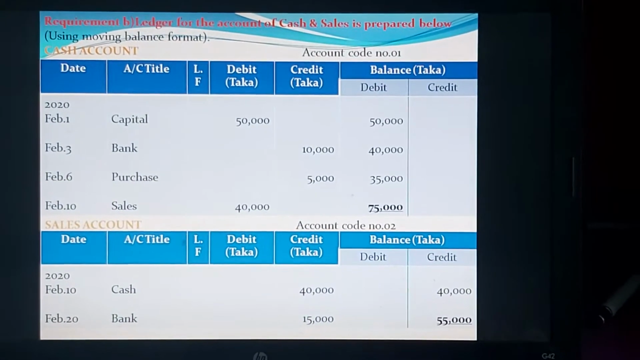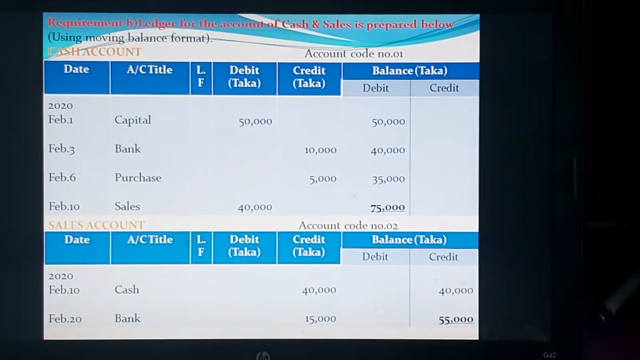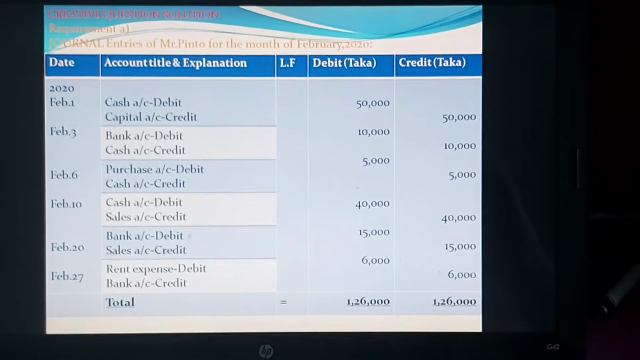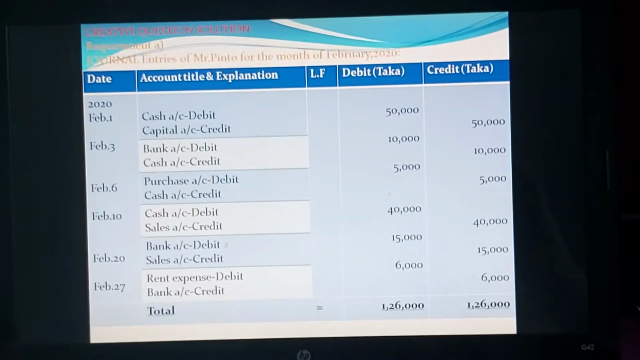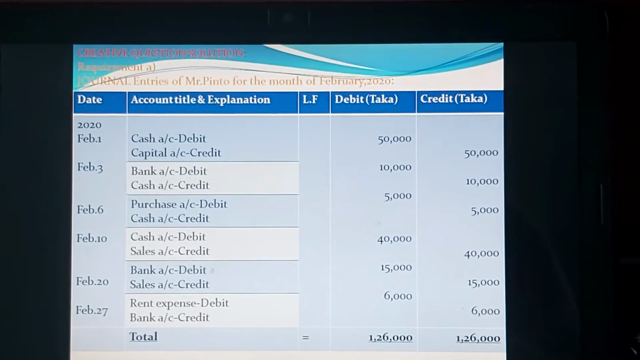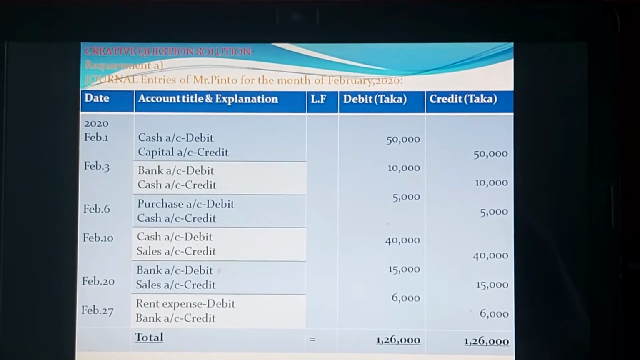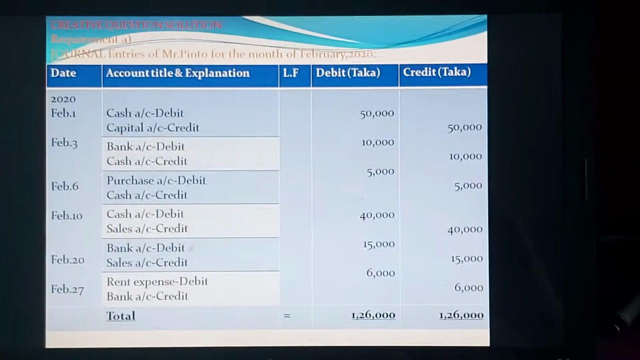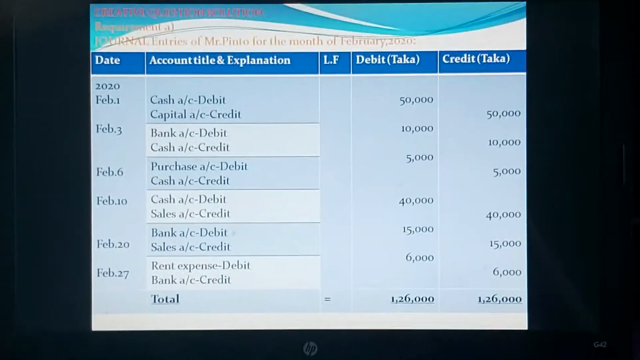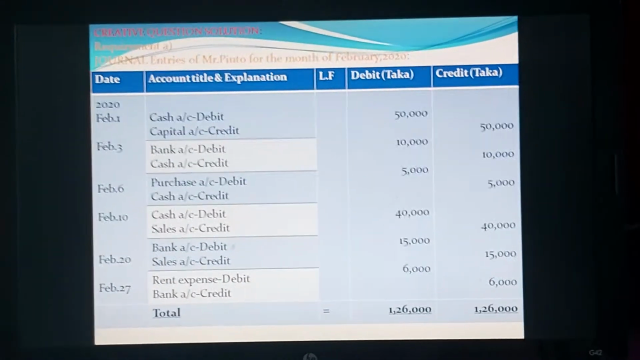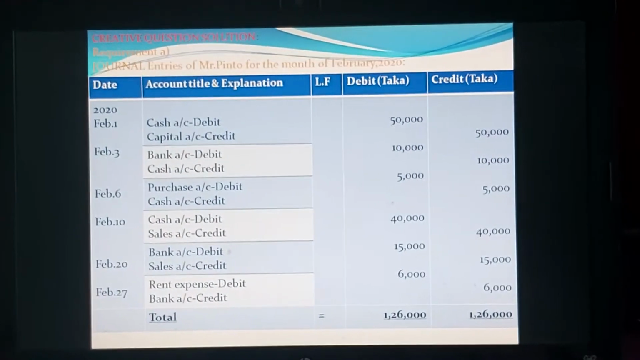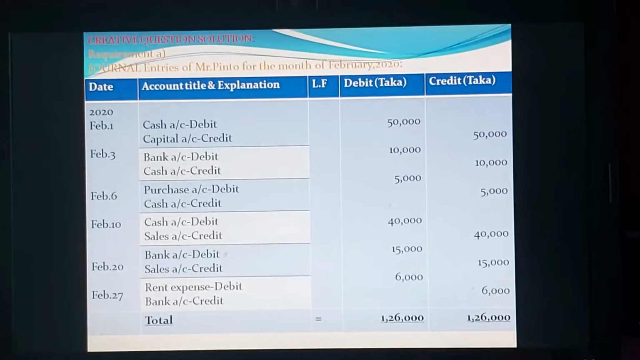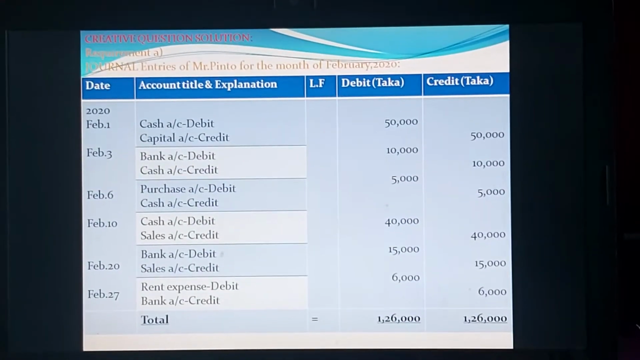Now you have to know how many transactions are available related to the cash account. You can see in the journal entries February 1, February 3, February 6, February 10. Totally 4 transactions are related to the cash account. And now, how to post it to the ledger? On February 1, cash account debit. On February 10, cash account debit. But on February 3 and February 6, cash account credit.